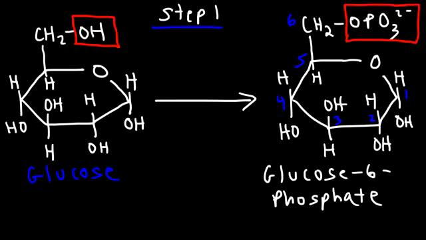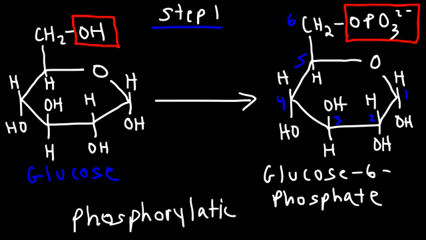Now, what is this process called? The process of adding a phosphate group to a molecule. This process is known as phosphorylation. We're phosphorylating glucose to create G6P, glucose 6-phosphate. Now, where does the phosphate come from?